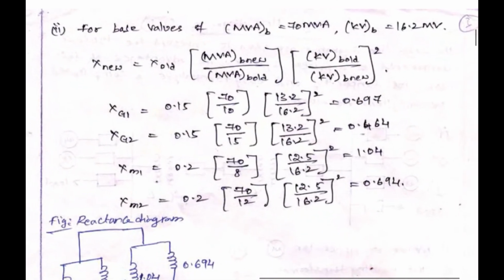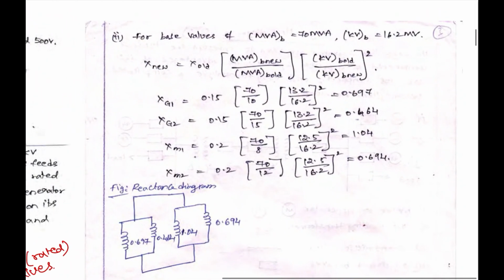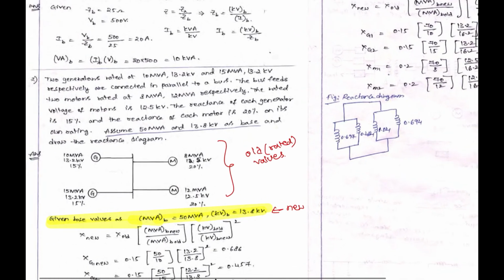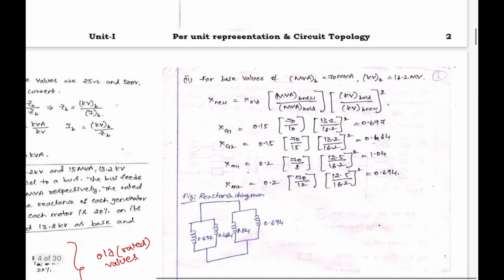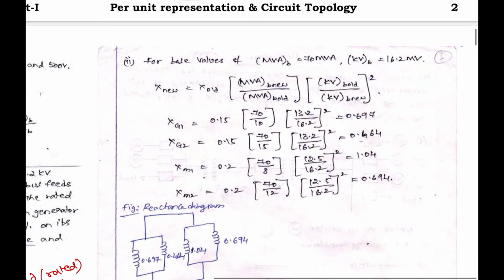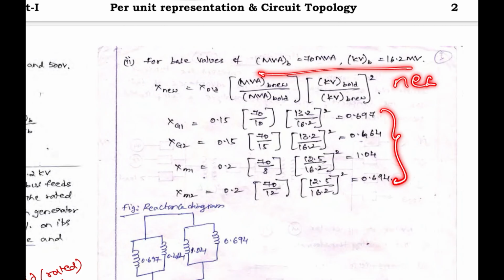What happens if you change the base values? The formula is the same. Earlier we selected 50 MVA and 13.8 kV. Now we are selecting 70 MVA and 16.2 kV as the new base values. For this also we can calculate the new values.